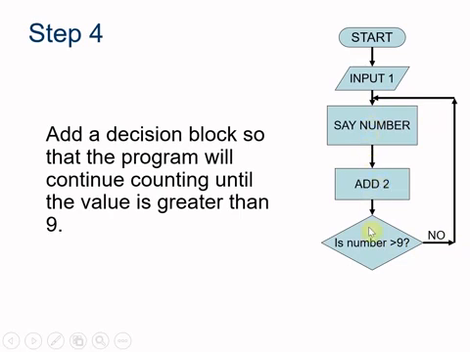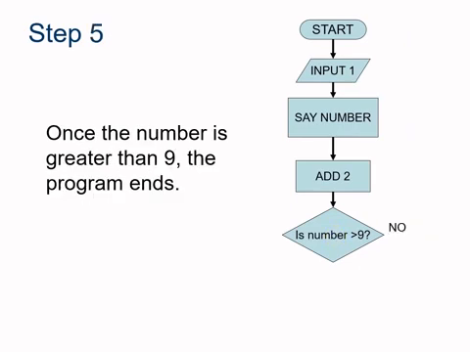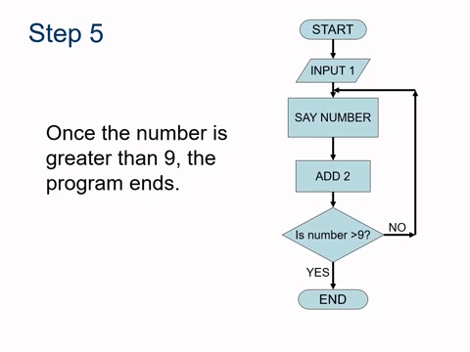It's going to add 2. Is that number greater than 9? No. Now we're at 7. So we'll go back and we say the number 7. We add 2 more and we get to 9. Excellent. Are we greater than 9? No. So it goes back and it says the number 9. And then it adds 2 more. Now we're at 11. Are we greater than 9? Yes, we are greater than 9. And when you're greater than 9, then the program comes to an end. And there we go. End. So excellent. So here's an example of our flowchart.